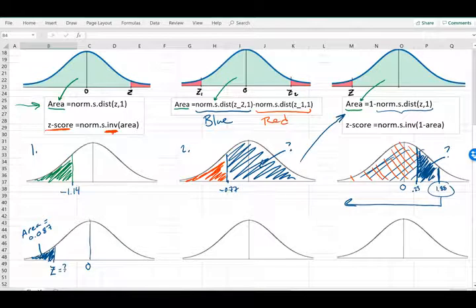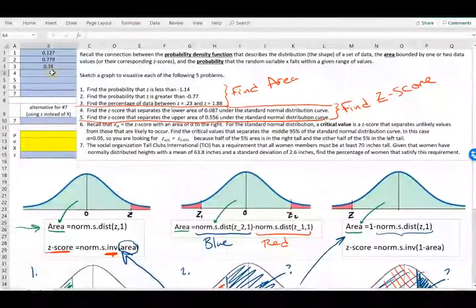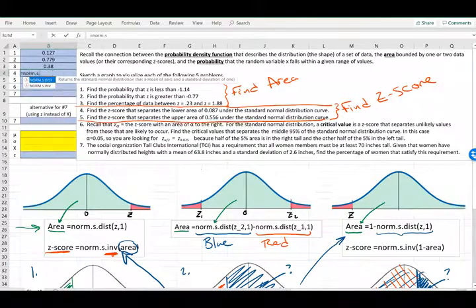Okay. And the normal standard inverse function. All we need in the parentheses is the area, and that's given in the problem. That's the 0.087. So let's come up here to answer number 4. The z-score that separates the lower area of 0.087 should be norm.s.inv for inverse, and the probability, which is area, 0.087.